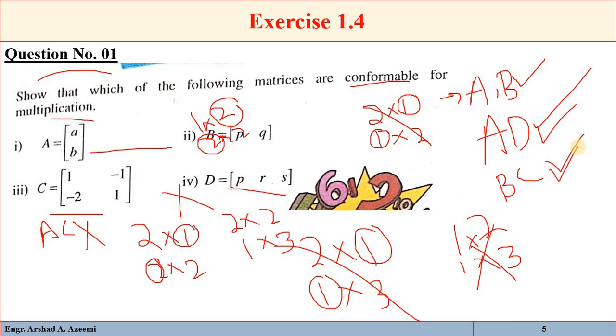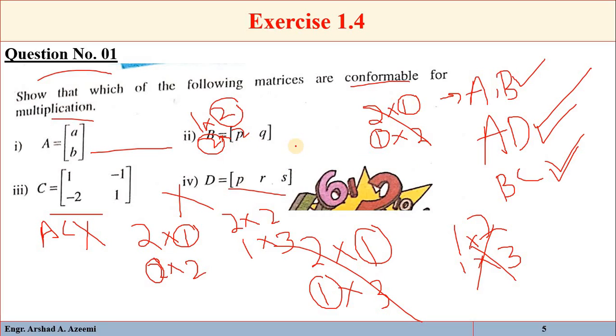Remember, in multiplication we are looking at the number of columns of the first matrix and the number of rows of the second matrix. If the number of columns of the first matrix is equal to the number of rows of the second matrix, then we can say that the multiplication is possible.